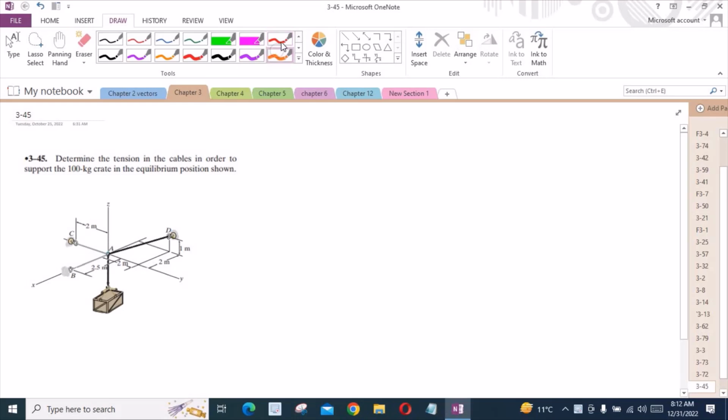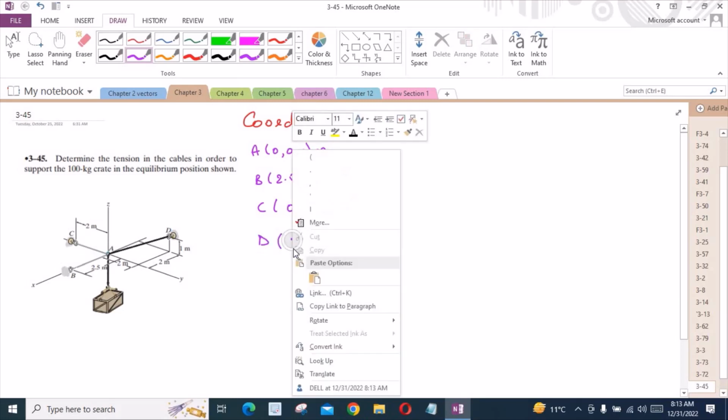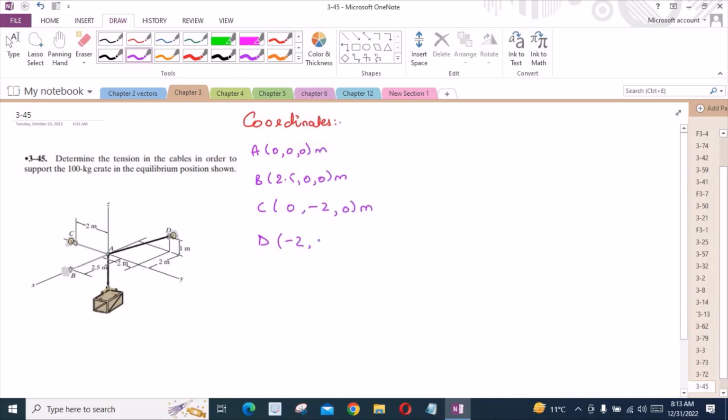For the coordinates, the coordinates of point A are 0, 0, 0 meters. Coordinates of point B are 2.5 in the x axis, and it has only one component, which is directed along the x axis, and the remaining ones are 0, 0 meters. And for the point C, I have 0 in the x axis, negative 2 in the y axis, and 0 in the z axis. And for the point D, I have negative 2, comma 2, comma 1 meters. So these are our coordinates.